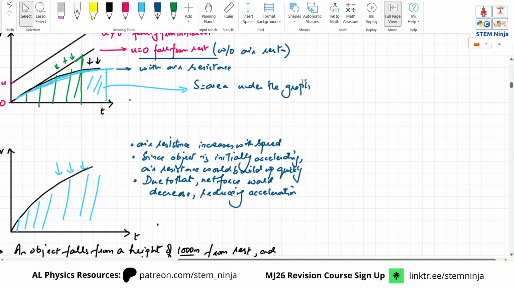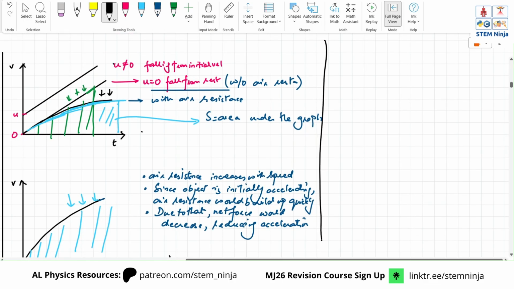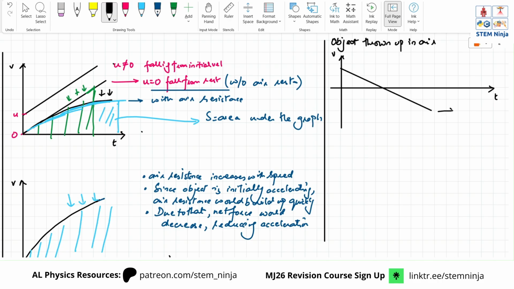Now, let's extend this case to when the object is thrown up in air. So object thrown up in air and falling back. So we actually saw the velocity time graph without air resistance in the kinematics topic, in the projectile also. So without air resistance, it would look this way. So this is without air resistance. a would be simply equal to g. We already know this, but what happens with air?